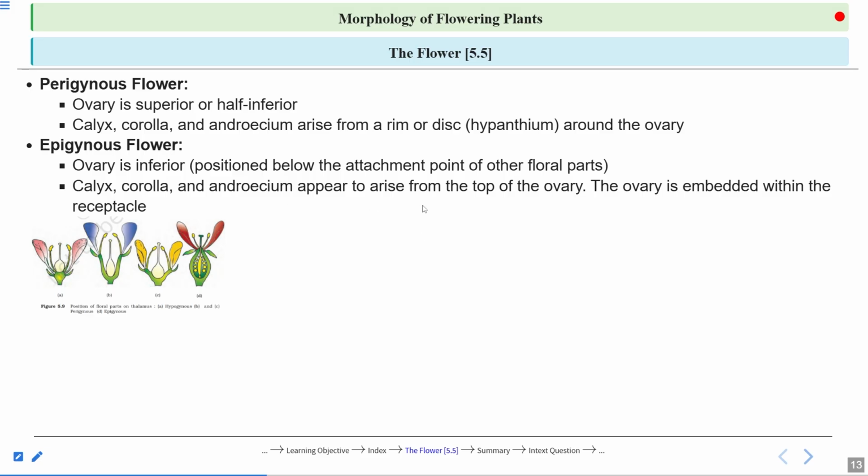Calyx, corolla, and androecium appear to arise from the top of the ovary. The ovary is embedded within the receptacle. Receptacle means thalamus. So here the ovary is embedded inside the receptacle or the thalamus.